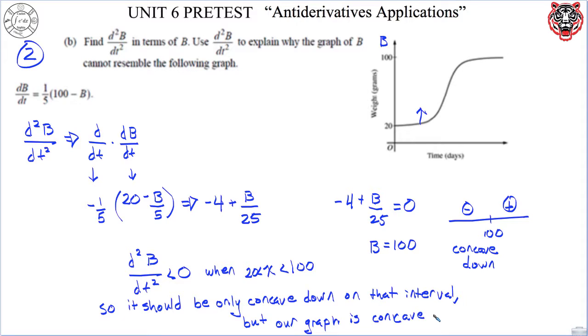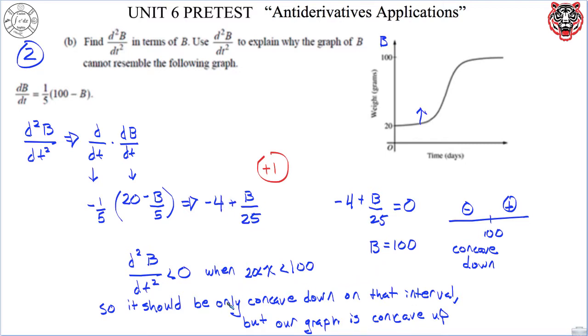Concave up. And how do we score this thing? So the first point, we're going to give a point if you can get to this d squared B over dt squared. So if you can get this second derivative correct, then you can get +1. And it might be in a different form. You might get like negative 1/25 of 100 minus B or something like that. But when you have the correct second derivative, that's 1 point.